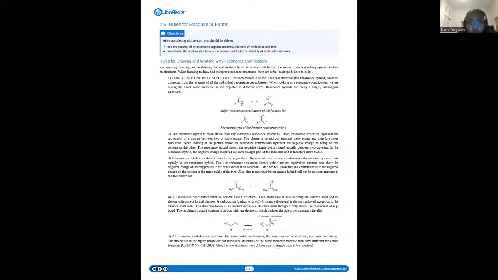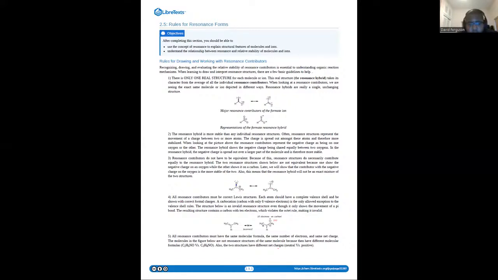When learning to draw and interpret resonance structures, there are a few basic guidelines to help. It says there's only one real structure for each molecule or ion. This real structure is the resonance hybrid. It takes its character from the average of all the individual resonance contributors, or alternative Lewis dot structures. So when looking at resonance contributors, we are seeing the exact same molecule or ion depicted in different ways. Resonance hybrids are really a single unchanging structure.